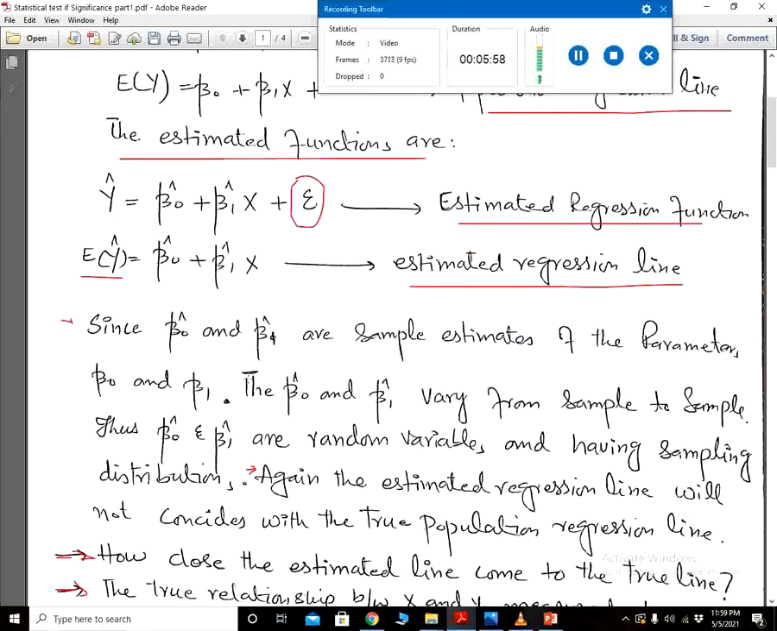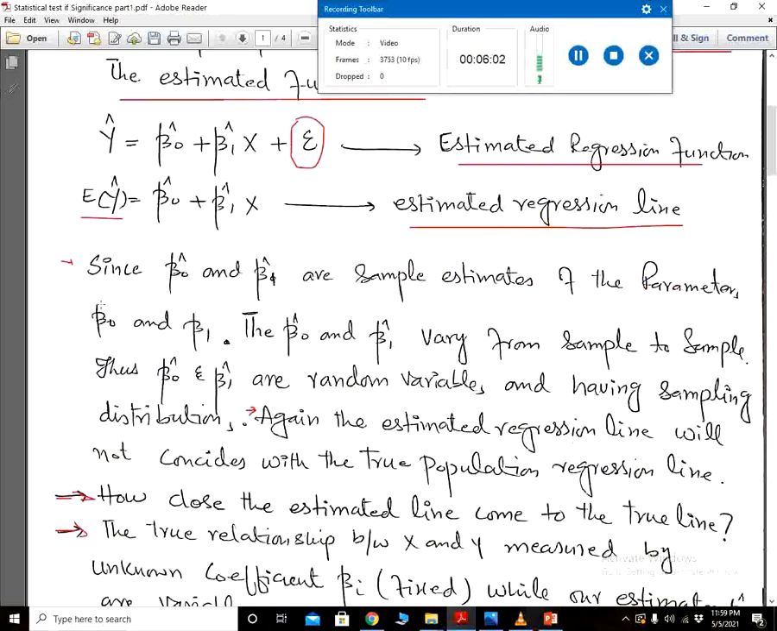Since beta naught hat and beta 1 hat are sample estimates of the parameters beta naught and beta 1, we cannot directly observe beta naught and beta 1. That's why we estimate their value through beta naught hat and beta 1 hat.